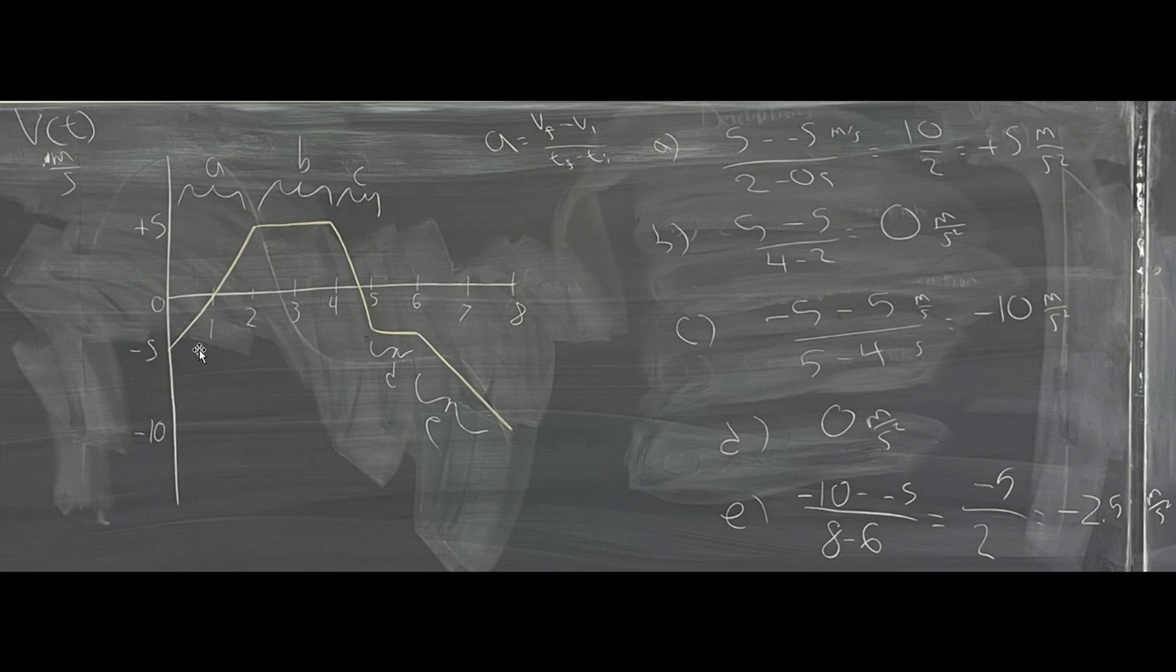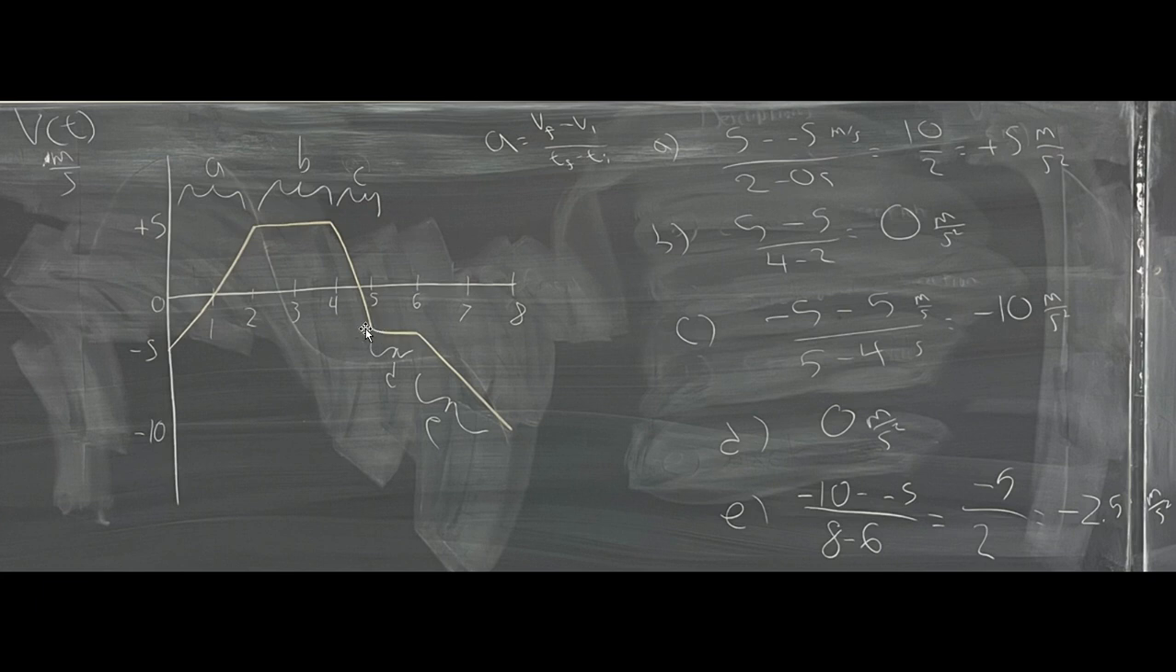From time t equals 0 to 2 seconds, we went from negative 5 to positive 5 meters per second. 5 minus negative 5 divided by 2 minus 0 gives us positive 5 meters per second squared. From time t equals 2 to 4, we have a 0 slope. From 4 to 5, we went from positive 5 to negative 5. So negative 5 minus 5 meters per second divided by the time range of 5 minus 4 seconds gives a slope of negative 10 meters per second squared.